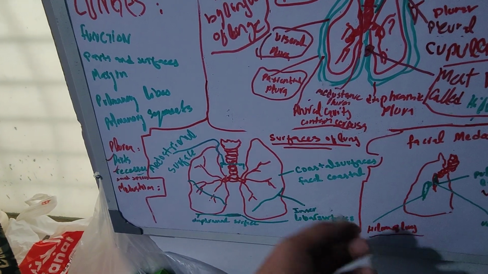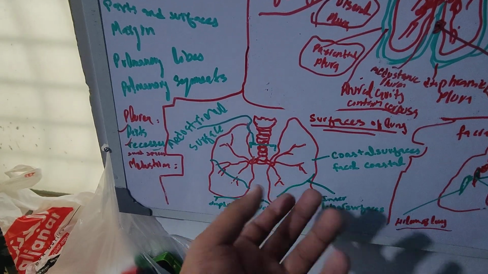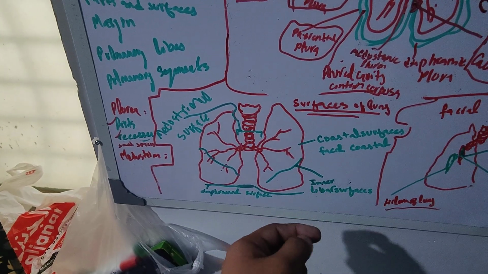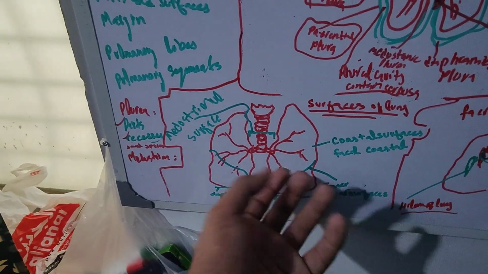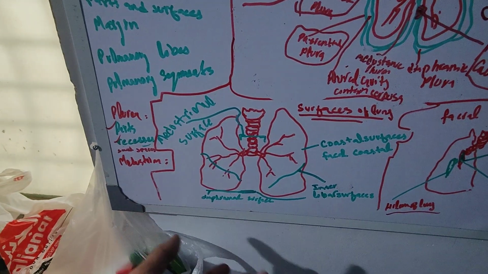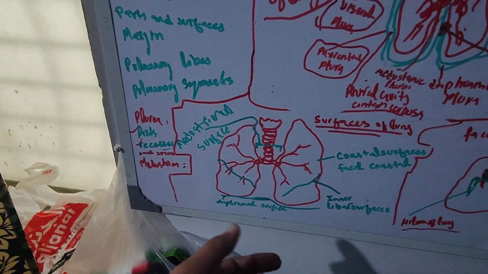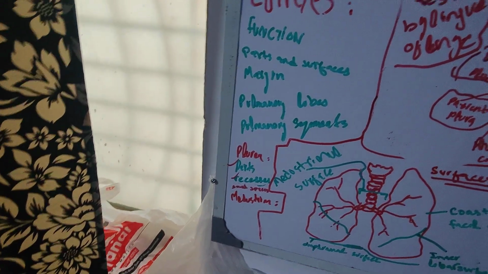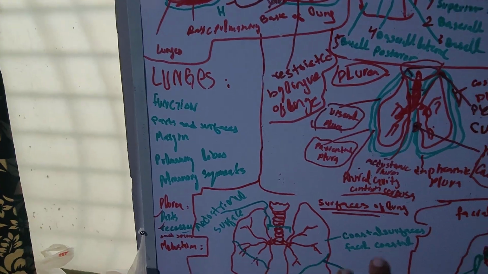Then we have the costal surface, the facial costal, the outer surface. Then we have the interlobar surface, like this line. Then we have the diaphragmatic surface, or the facial diaphragmatic. These are the surfaces.